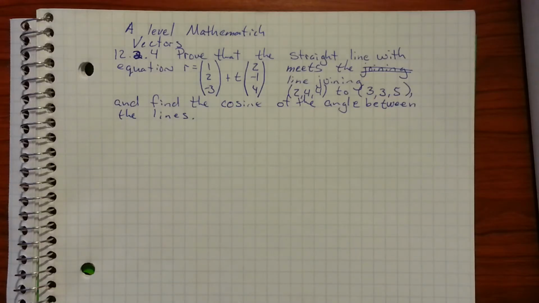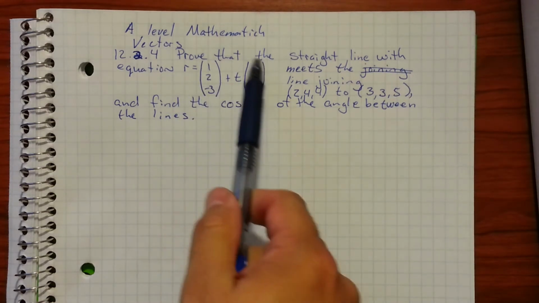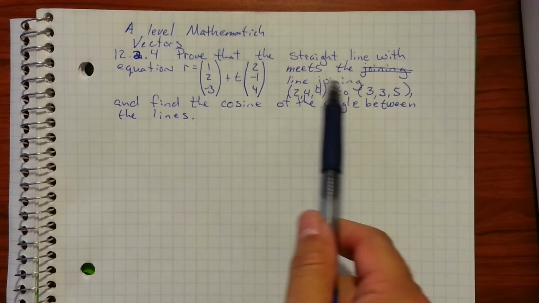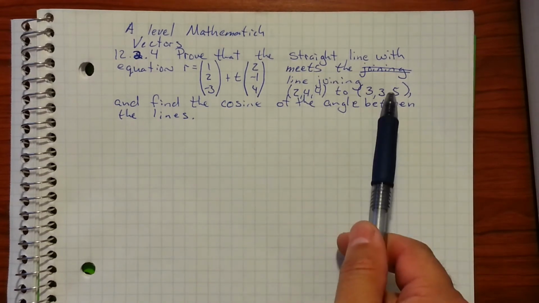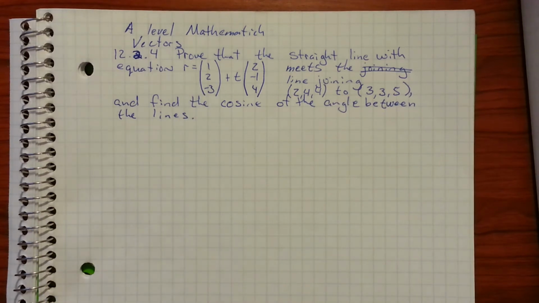Alright, 12.2.4: prove that the straight line with the equation r equals all this right here meets the line joining this point to this point, and find the cosine of the angle between the lines. We're not trying to find the angle, we're trying to find the cosine of the angle. So we want to figure out what cosine is equal to. That's what that means.